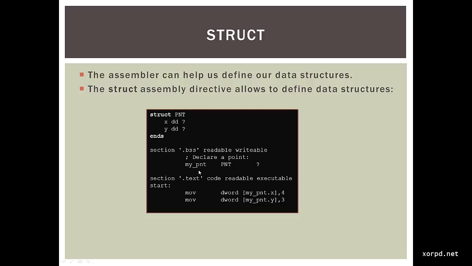Basically, the resulting binary from this code is going to be the same, just like the previous examples that we had about points. This declaration is going to declare exactly two dwords, and this part of the code, this instruction, refers to the first dword, and this one refers to the second dword.